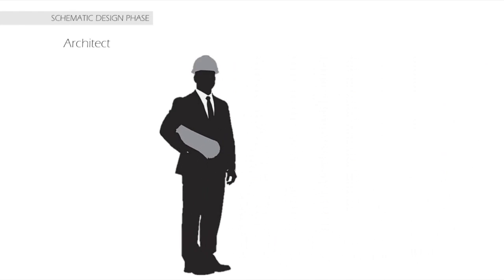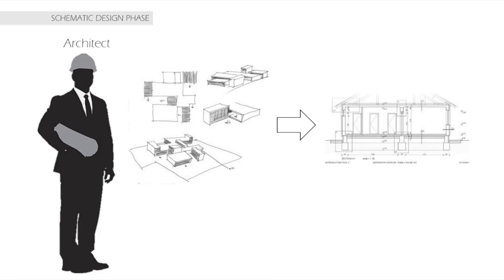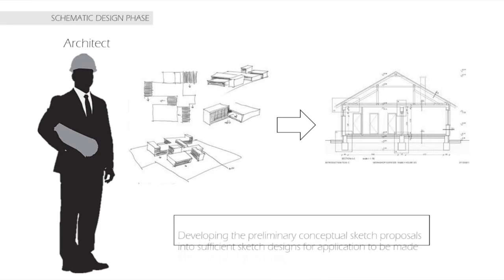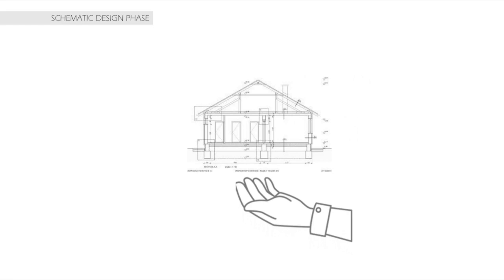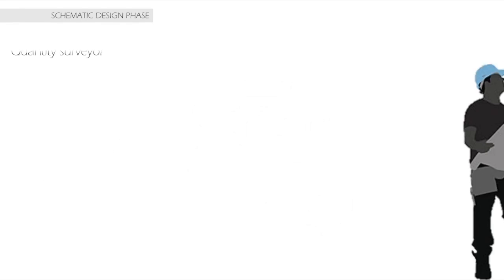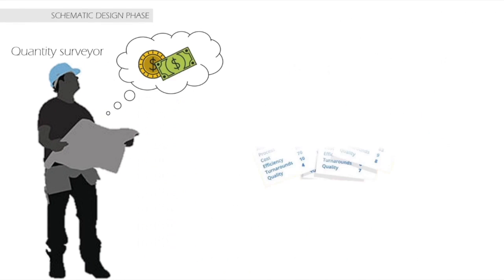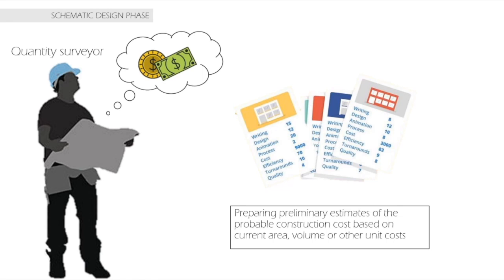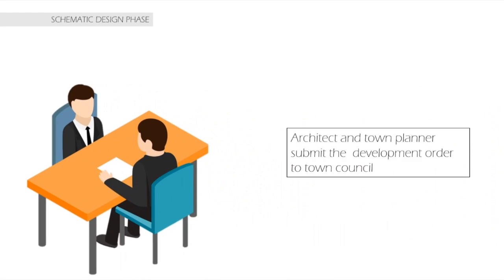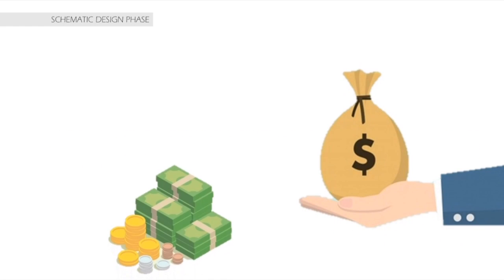The architect will develop the preliminary conceptual sketch proposals into sufficient sketch designs to apply for planning approval. The quantity surveyor will prepare preliminary estimates of the probable construction costs based on the current area, volume or other unit costs. Then, the architect and town planner will submit the development order to the One Stop Center in the town council. When the development order is approved, the client will pay a development charge to the town council.